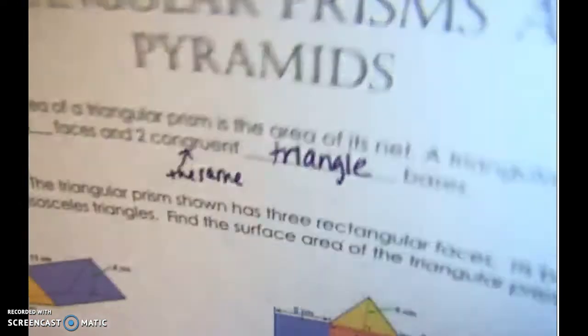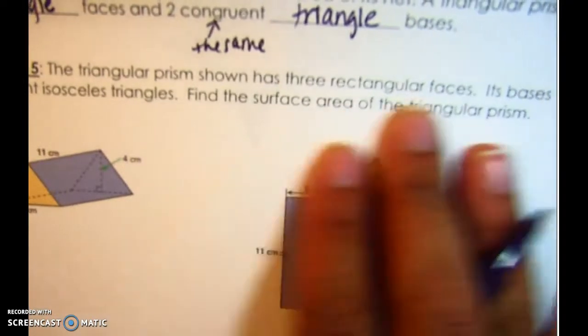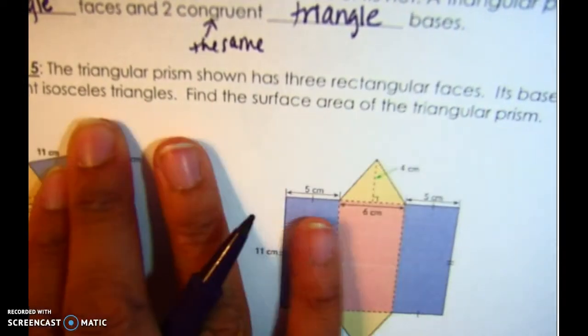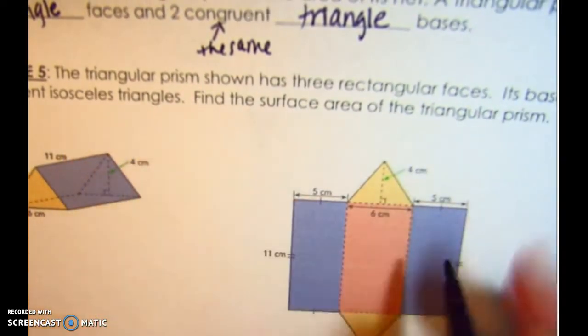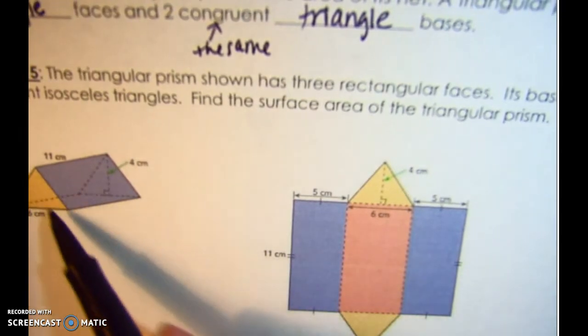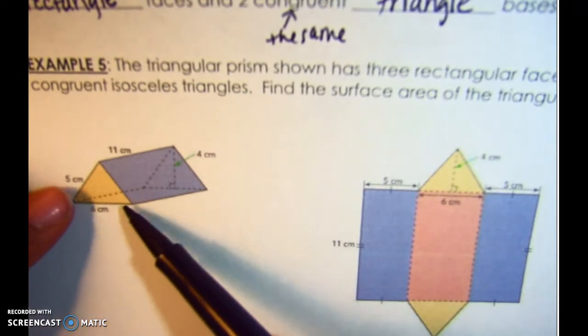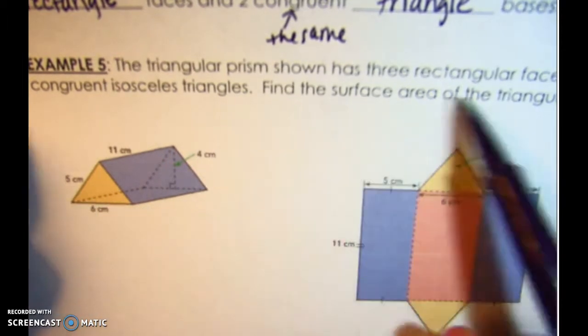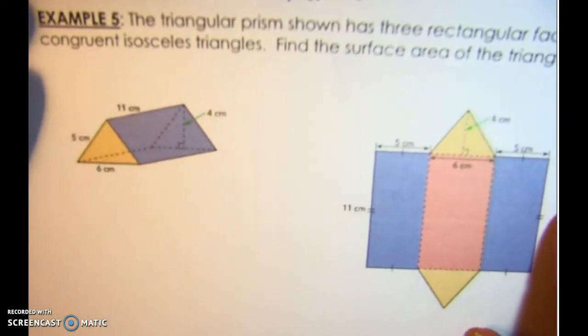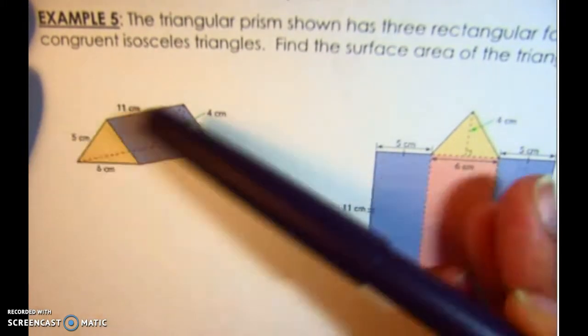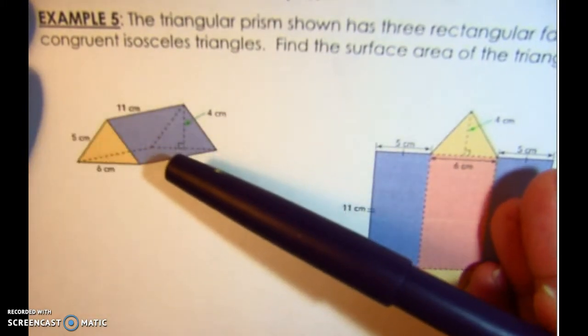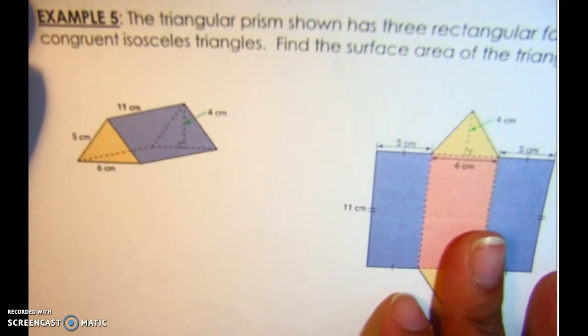Okay. The triangular prism shown has 3 rectangular faces. Its bases are congruent isosceles triangles, and we know in an isosceles triangle, 2 sides are the same. So if this is 5, that's going to be 5. And also these angles will be the same. Find the surface area of the triangular prism. So I need to find the area of all of the faces, and then I need to add them together.